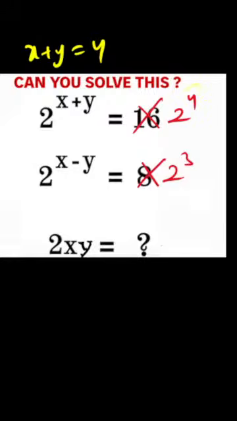So this 16 can be rewritten as 2 raised to power 4, and this 8 can be rewritten as 2 raised to power 3. So comparing, as the bases are the same, we can compare the powers directly. So we'll be getting equations as x plus y is equal to 4, this is one of the equations, and x minus y is equal to 3 directly. Now using these two equations, you can solve for x and y, right?